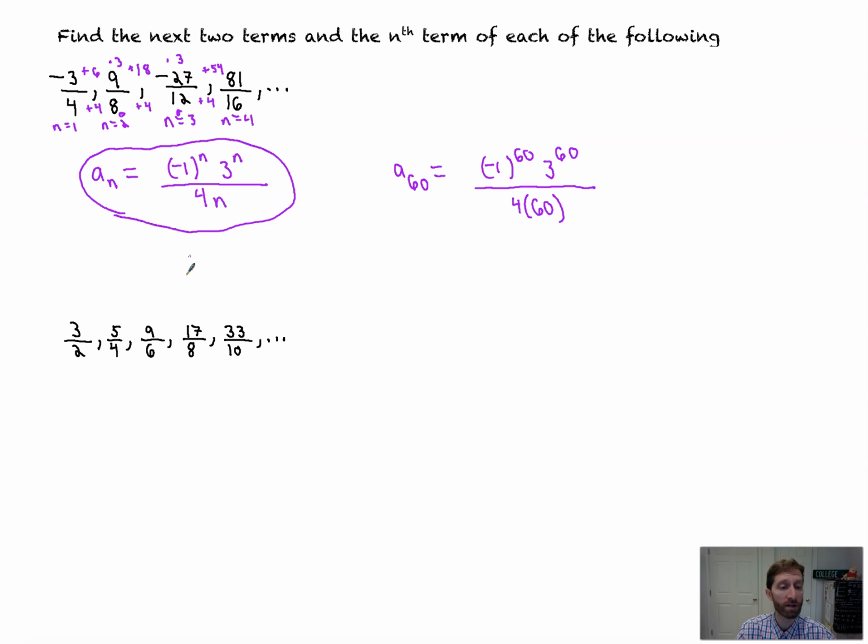And that's the cool part when we have these sequences. All right, so now let's take a look at this one. Again, we're going to split it up. Notice there's no alternation, so we don't have that negative 1 to the power term at all. And so I look at my numerators first.